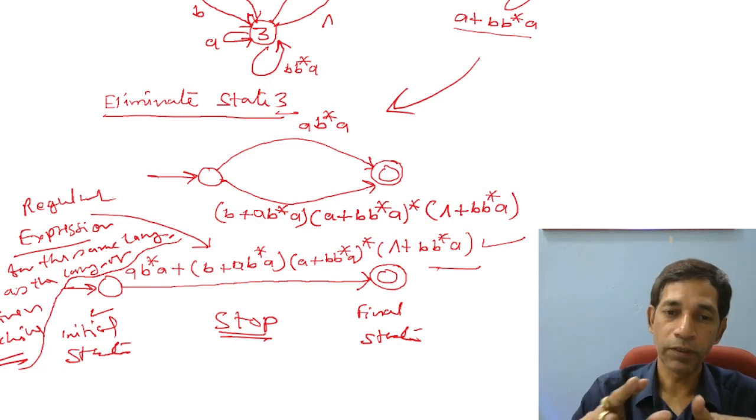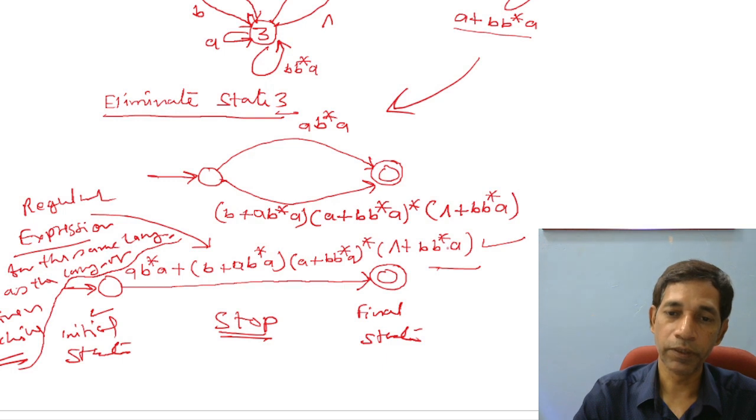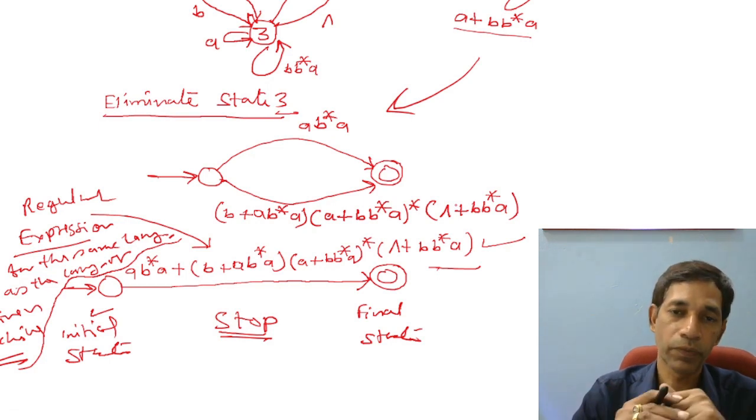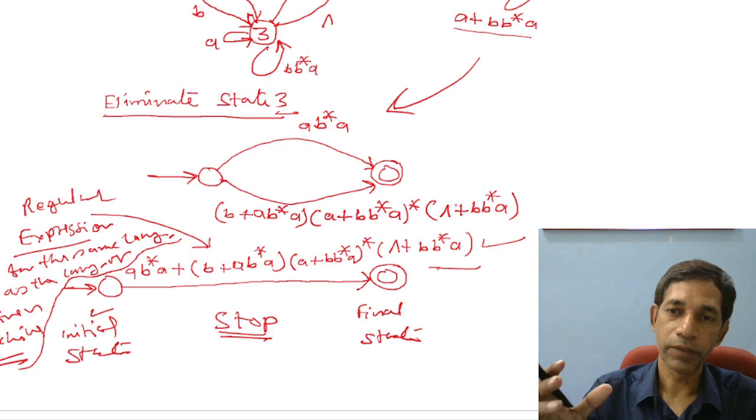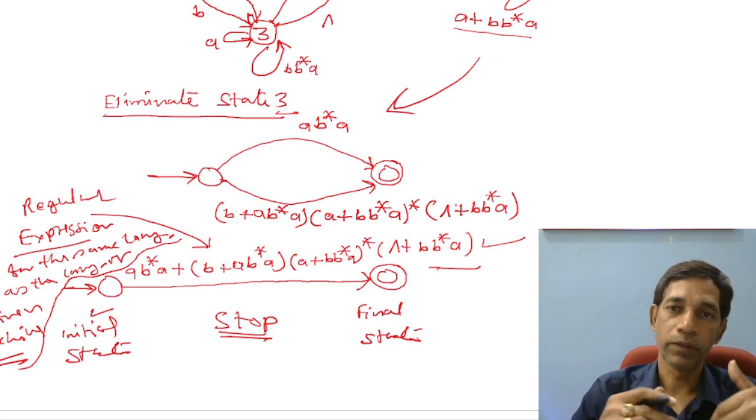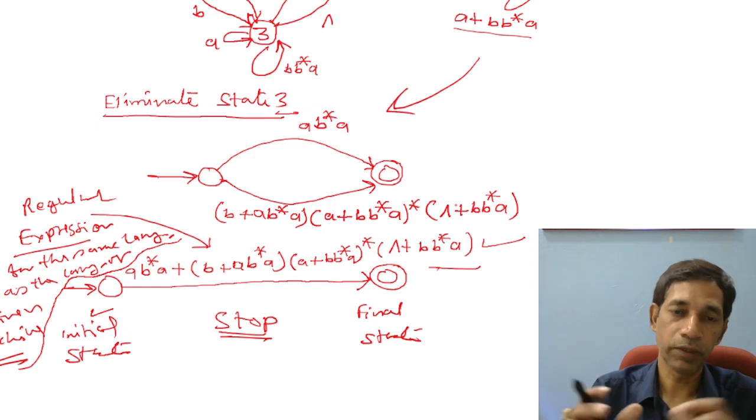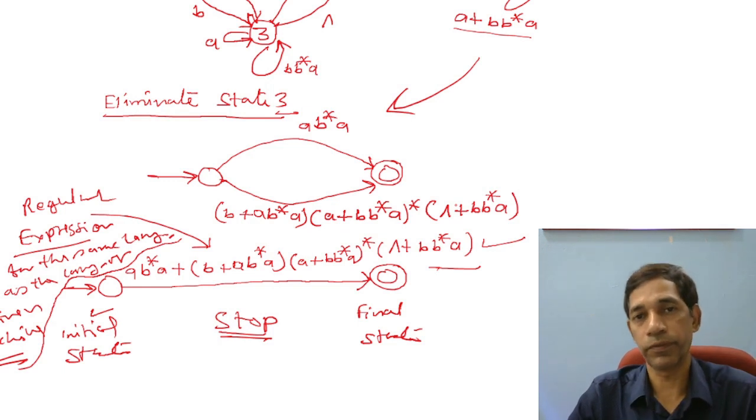But the value of the regular expression, whatever you obtain, will remain the same. This means the language defined by this regular expression and the language defined by the regular expression you get when you eliminate the states in the order 3, 2, and 1 will be the same. Hence, you can go to any other order, and whatever regular expressions you obtain will define the same language as the language accepted by your machine. So order is not important. You will get a different regular expression, but it will also define the same language.